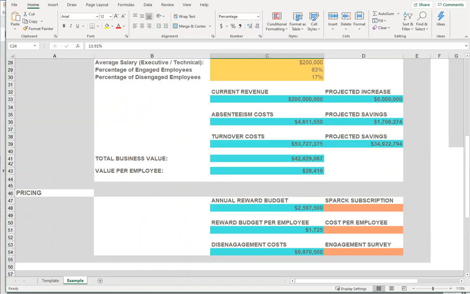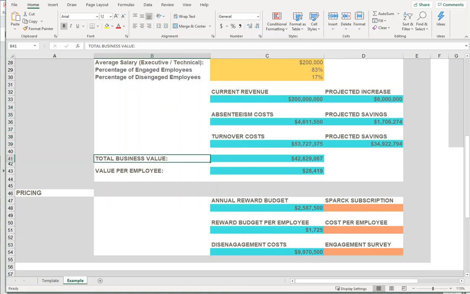Once this information is entered, the results are populated in the blue boxes. These areas directly correlate with the PDF overview, and you can easily plug in the numbers and present to your team. We'll review the data behind this shortly. Here on the calculator, we have two columns. On the left side, we have revenue, absenteeism, and turnover. To the right, there's a projected increase or savings, which is how much could be gained or saved with an increase in engagement. If you add those three numbers, you'll get the total business value.